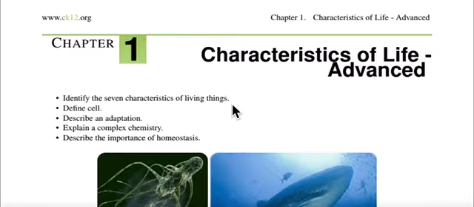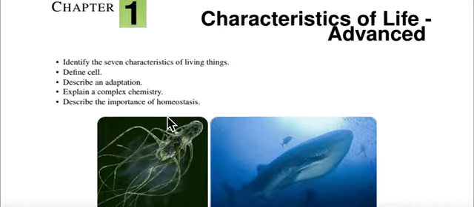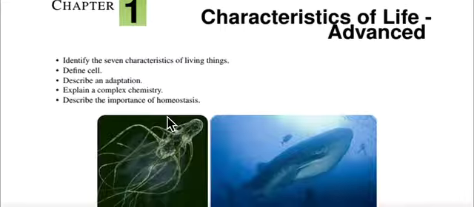Characteristics of Life Advanced. Chapter 1. Identify the 7 characteristics of living things. Define cell. Describe an adaptation. Explain complex chemistry, and describe the importance of homeostasis.